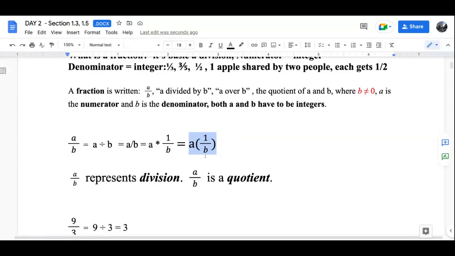Okay, this is a very important idea. I see students make mistakes because of misunderstanding this part. Because a is in the numerator, a can be on the top of b or can be written on the side, because a is a numerator. But the b will be forever in the denominator. Okay, so we can write it as a times 1 over b.